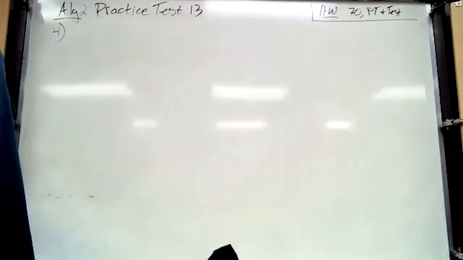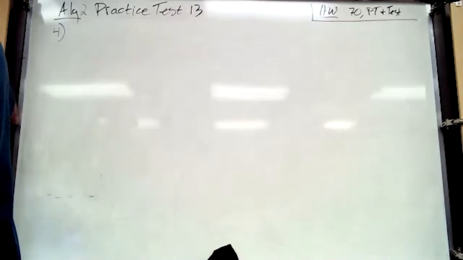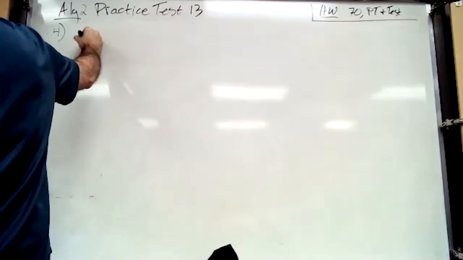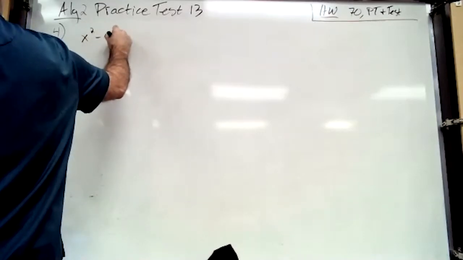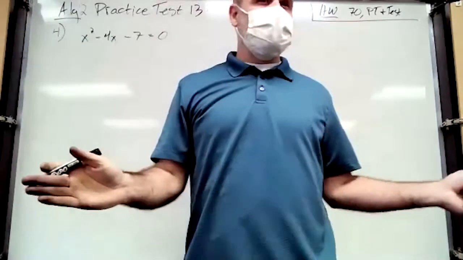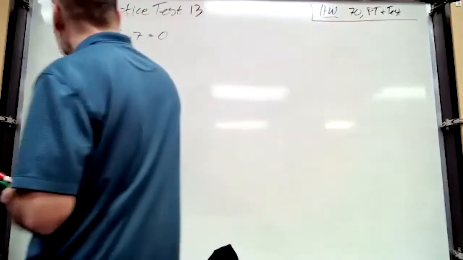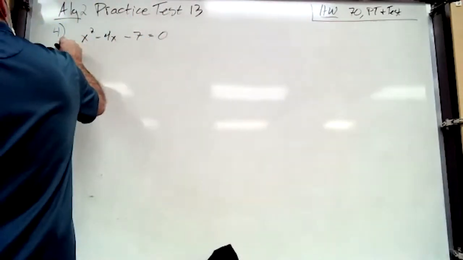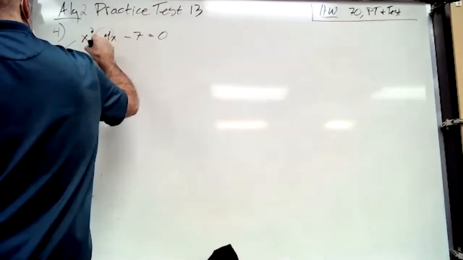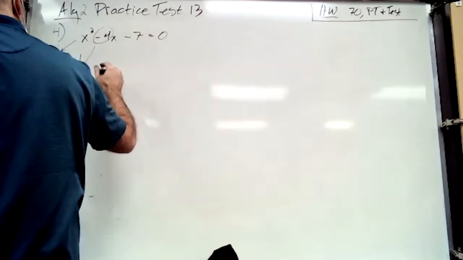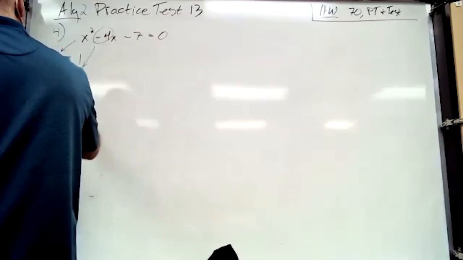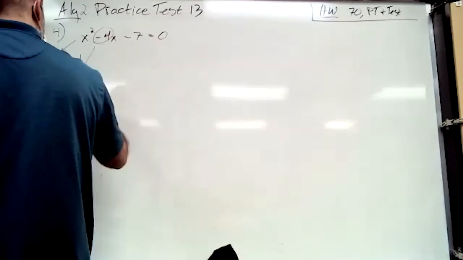All right, number 4, solve the equation. You can just use the quadratic formula, but first you have to put it in standard form so you can figure out what a, b, and c are. So just get that constant over there. Minus 7 equals 0, right? That's what I did. So now your a, the coefficient of the x squared value, is 1. The coefficient of the x value is negative 4, and the constant is negative 7.